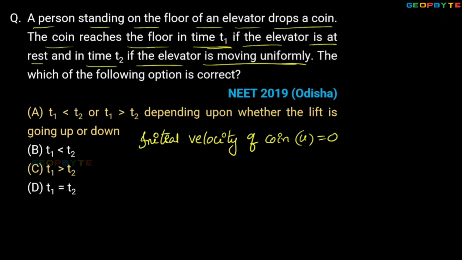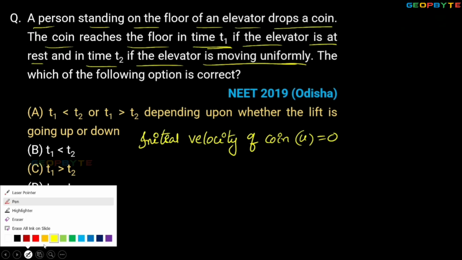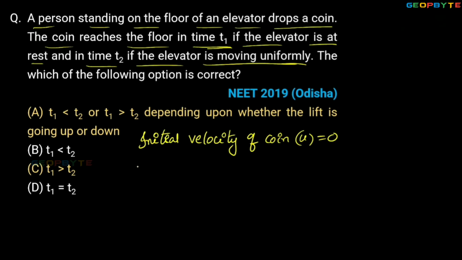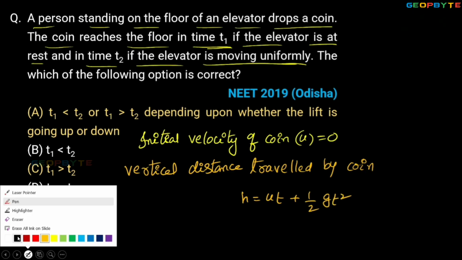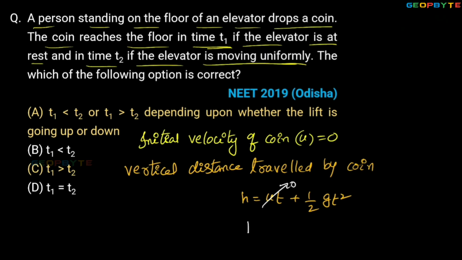Okay, you know the vertical distance traveled by the coin, because the coin is dropping down. The vertical distance traveled by the coin, h equal to ut plus half gt square. Since it is dropping, the initial velocity is 0, then h equal to half gt square. Okay, h equal to half gt square.